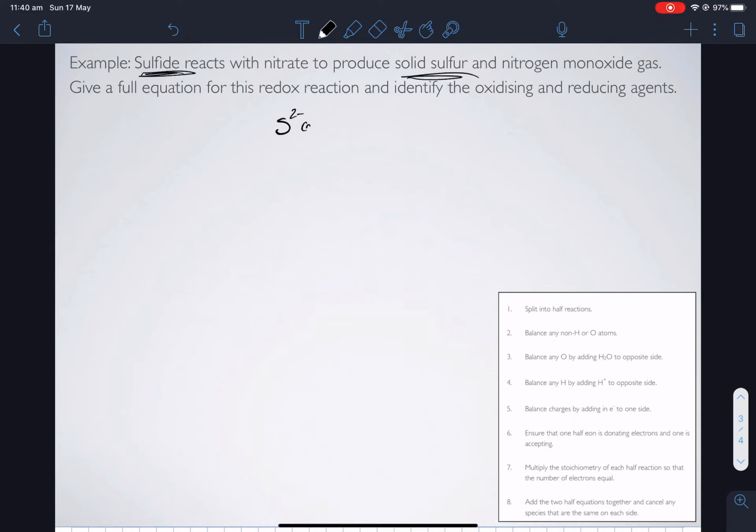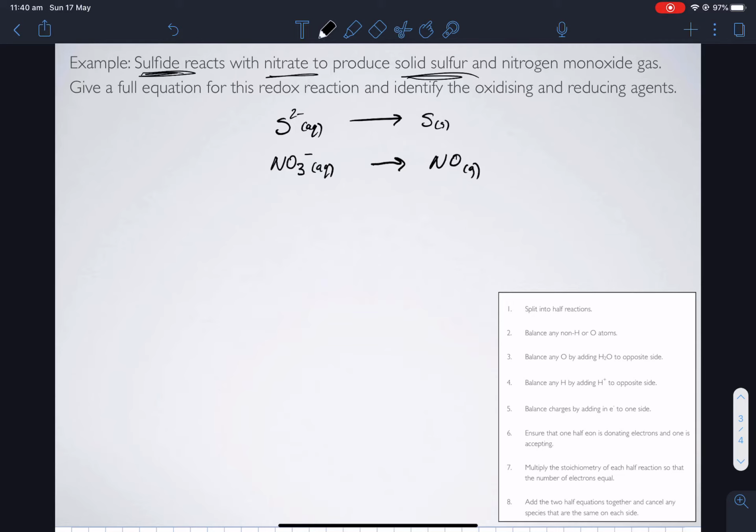S2 minus is sulfide, and we'll call it SS. That's not a good name. Solid sulfur. Okay. Now let's give the other half nitrate. You should have to remember that. That's why I haven't put it here. NO3 minus is going to nitrogen monoxide gas.